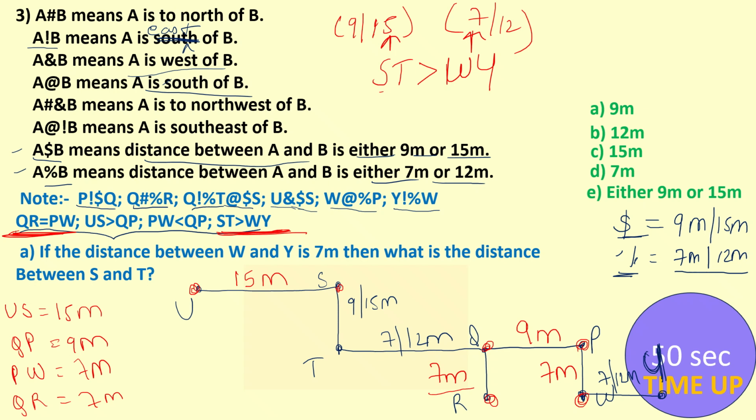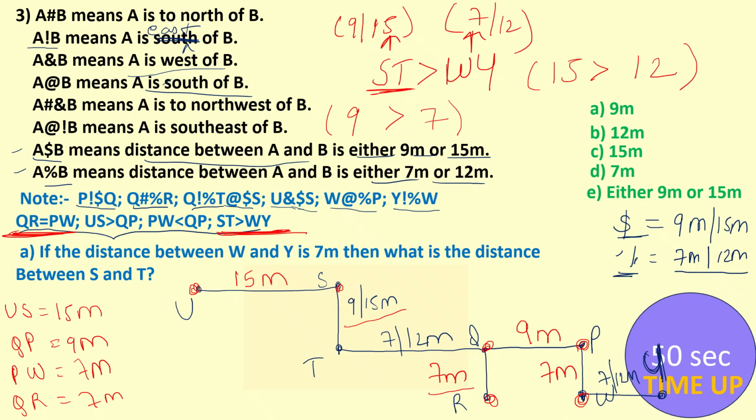So ST can be 9. If it is 9, it is greater than 7. This satisfies the condition. And if you take 15 also, 15 is greater than 12. This condition also it satisfies. So you can't tell the ST distance. It can be 9 or 15 meter. Understanding?